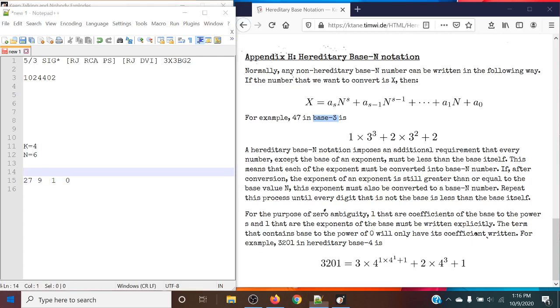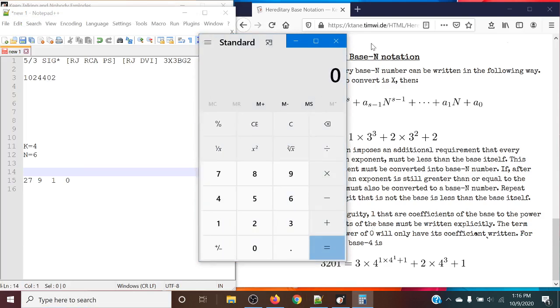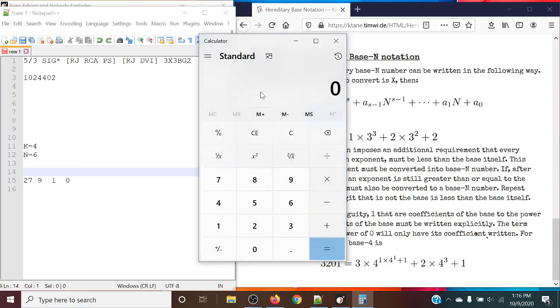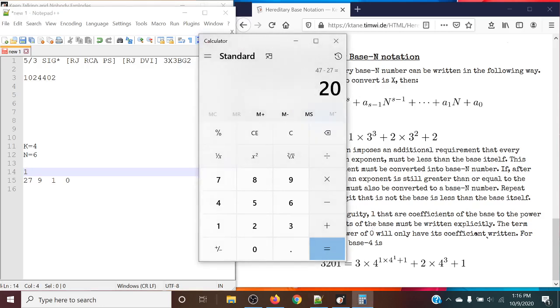So now, what we need to do is pull out our handy-dandy calculator and see just how true this is. We would take 47, and then subtract as many 27s as we can until it goes below 27, which in this case, we can only subtract once, and that gives us 20.